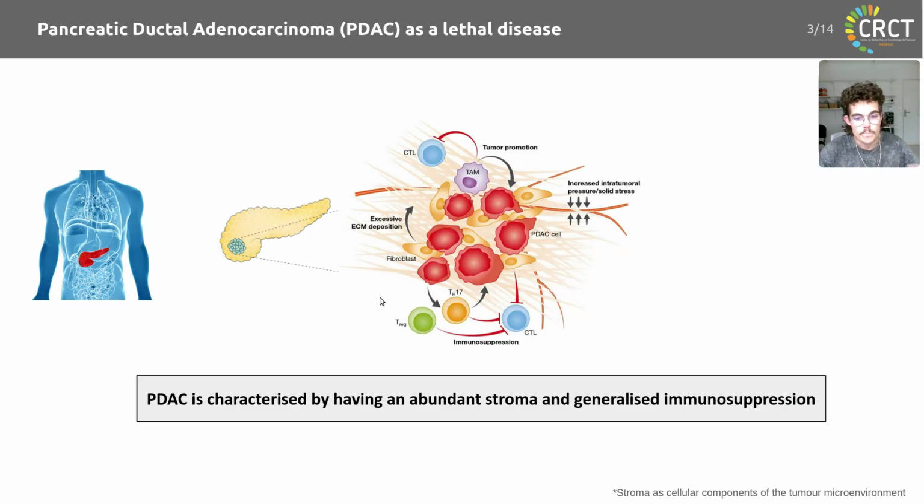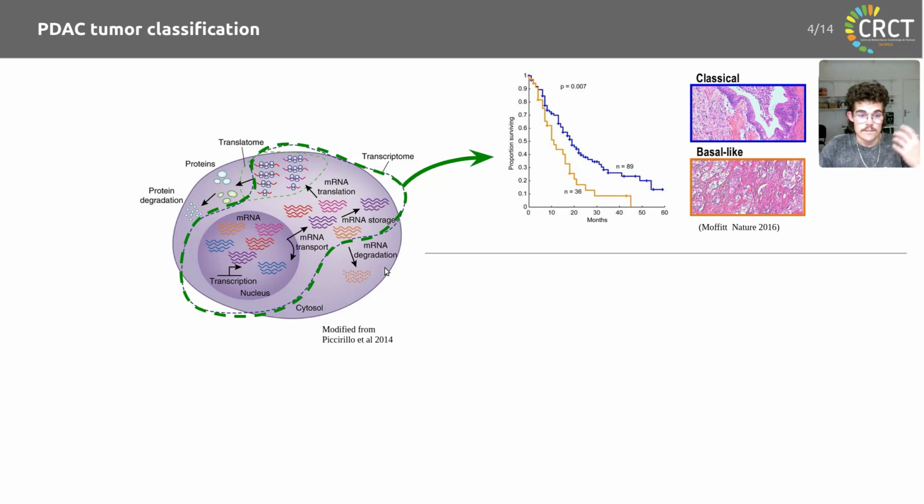Pancreatic ductal adenocarcinoma, or PDAC, is a lethal disease, characterized by having a very abundant stroma and generalized immunosuppression, where fibroblasts highlight by their abundance. All of the efforts trying to characterize PDAC at the level of transcription converge in the detection of classical and basal-like subtypes, which are prognostic but do not offer any therapeutical advantage.